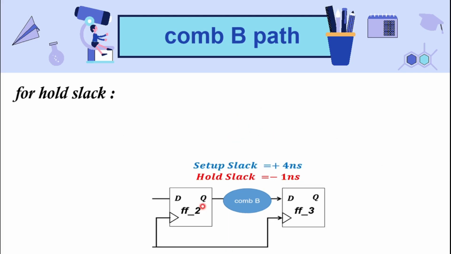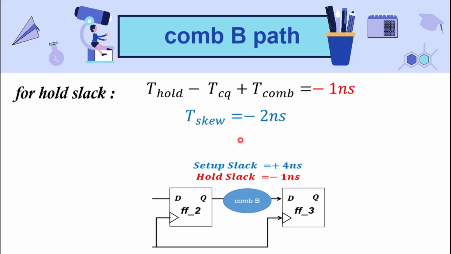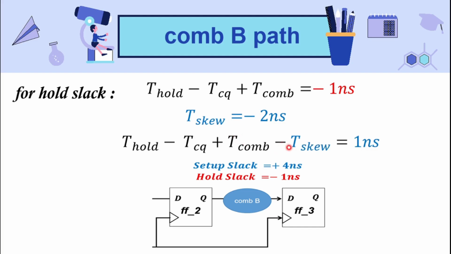For the second path, which has hold variation with negative slack equal to -1 nanosecond, we can calculate the slack from the equation, which is equal to -1 nanosecond. And I had mentioned before that to solve hold variation, we're gonna need to add negative skew. But what's the value of skew we need to add to get rid of this hold variation? We're gonna try to add -2 nanoseconds and apply this value to the equation. We're gonna find out that the new value of hold slack will be equal to 1 nanosecond.